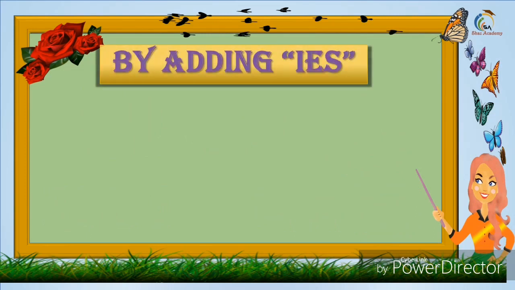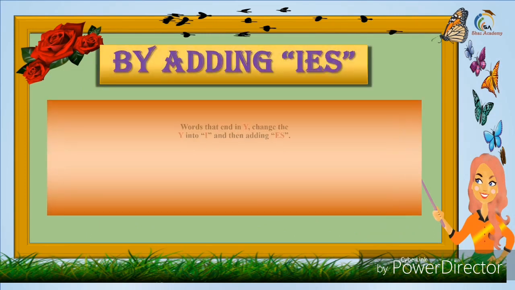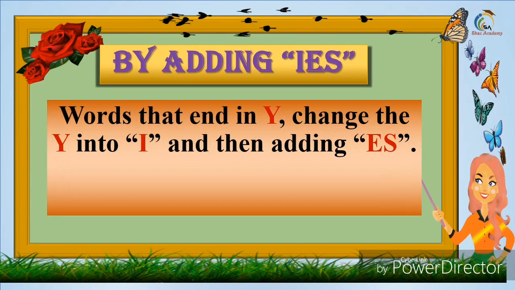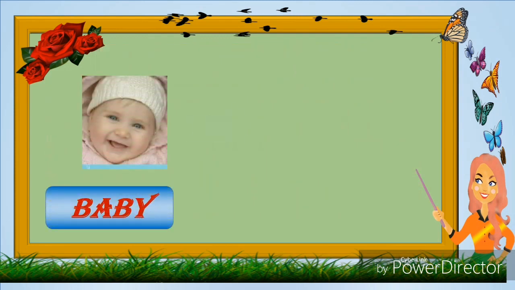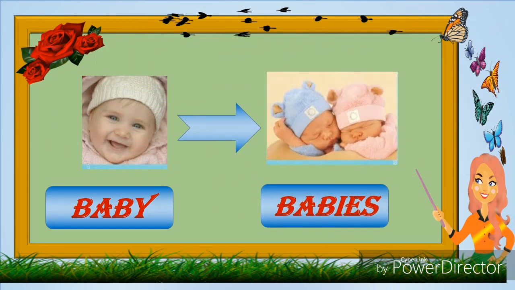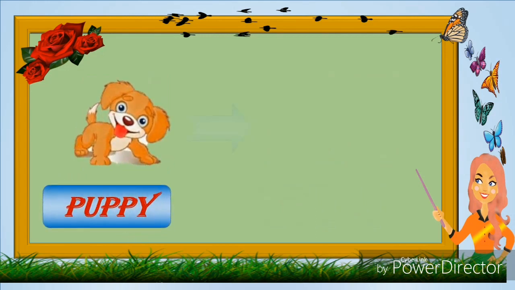By adding ies. Words that end in y, change the y into i and then add es. I plus es is equal to ies. For example, baby, babies. Puppy, puppies.